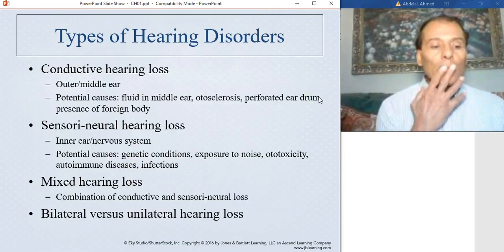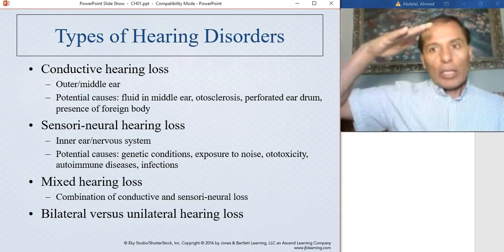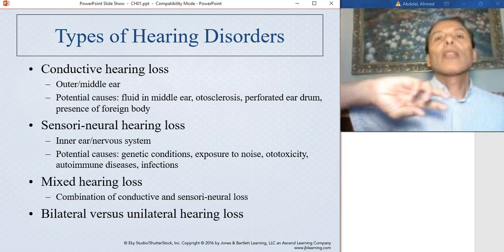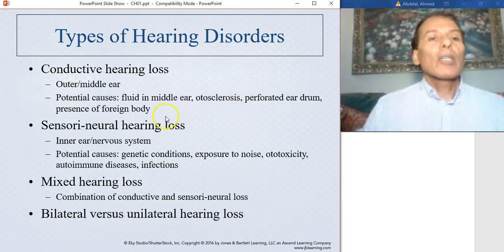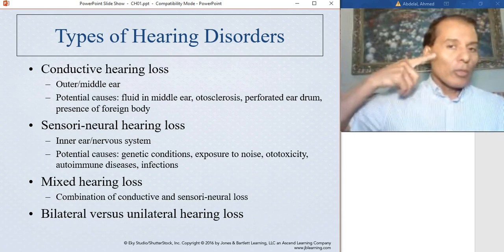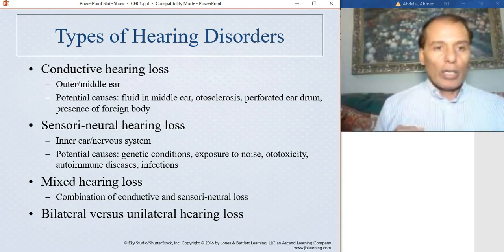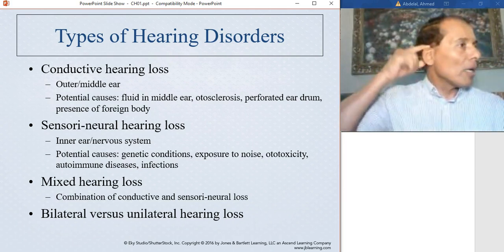So now we look at the kinds of hearing loss that people have. We looked at the levels or the severity of hearing loss, but now someone might have a conductive hearing loss. Conductive has to do with the conduction of the signal from outside until it reaches the cochlea, the inner ear. Suppose someone has the pinna cut.